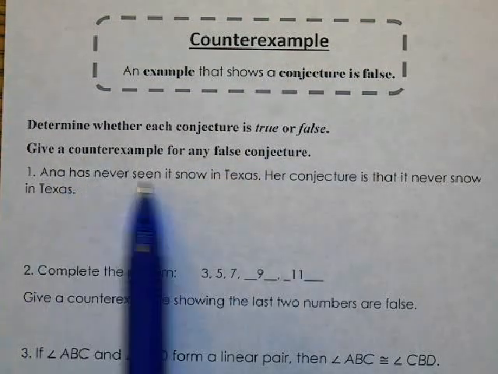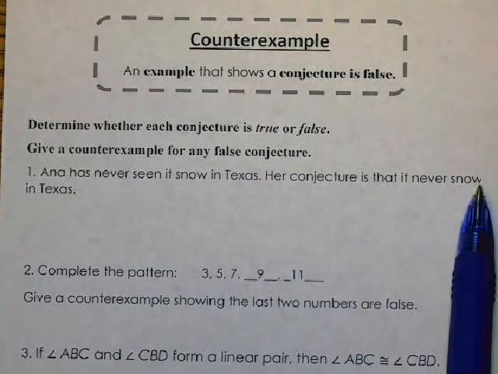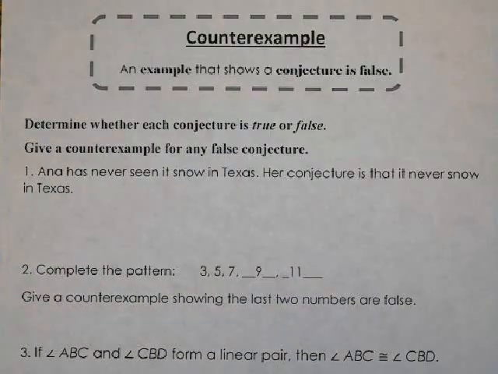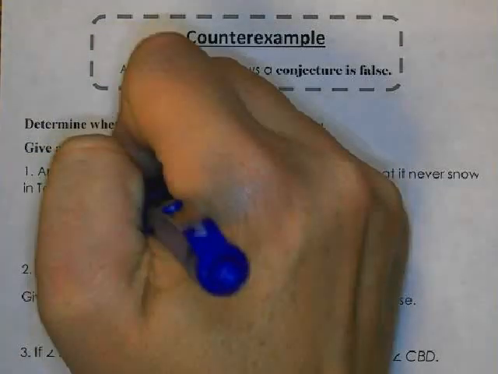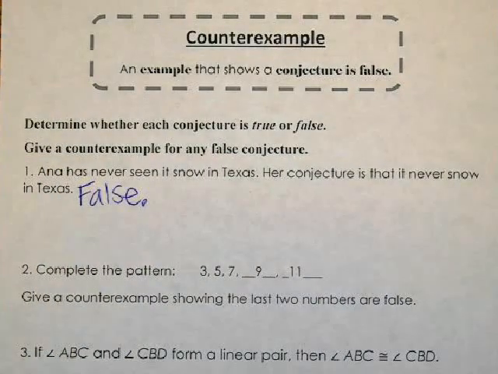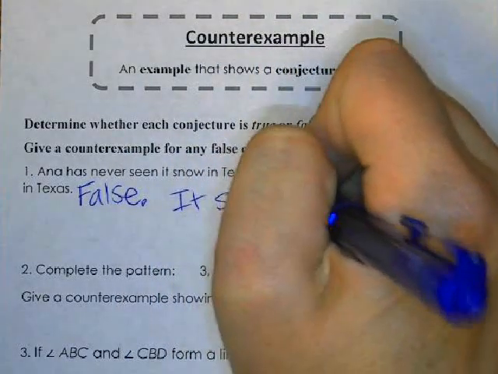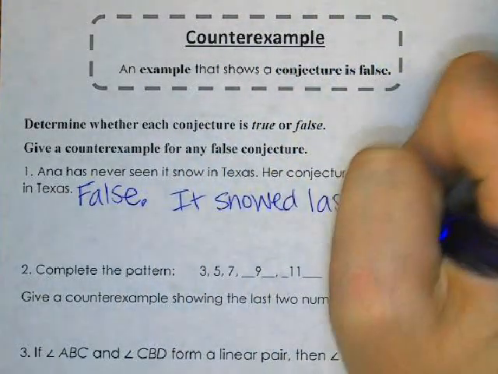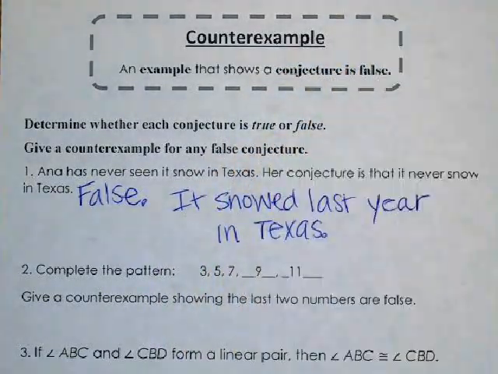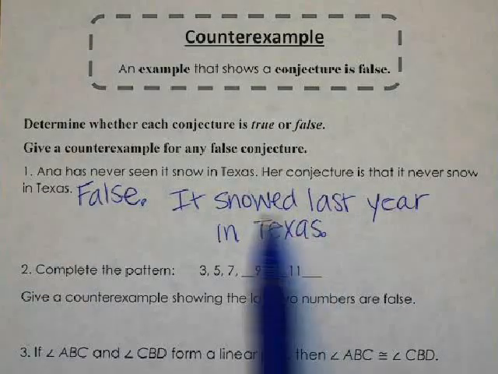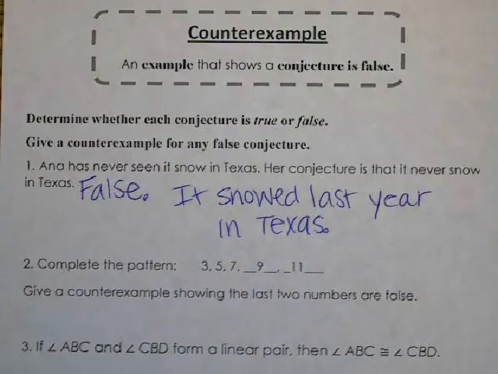Okay? So, Anna has never seen it snow in Texas. Her conjecture is that it never snows in Texas. Now, is that true or false? That's false. The counterexample would be, it snowed last year in Texas. So this is my counterexample. It snowed last year in Texas. Okay? Pretty easy.